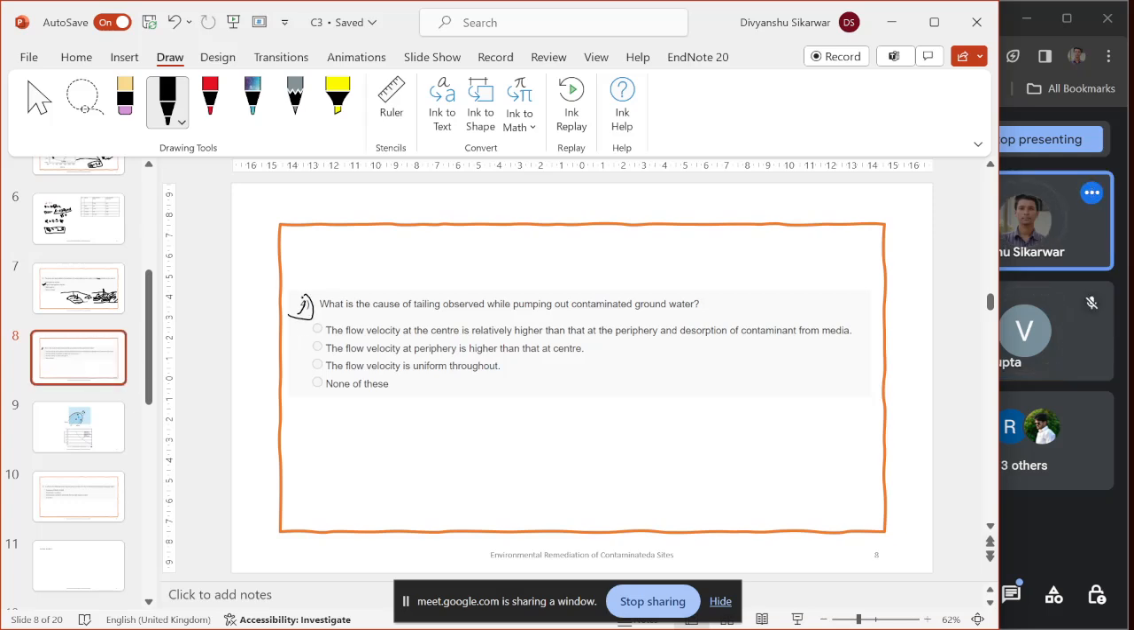So this is the first question. Try to solve it. I will discuss the concept also. Just give it some time.